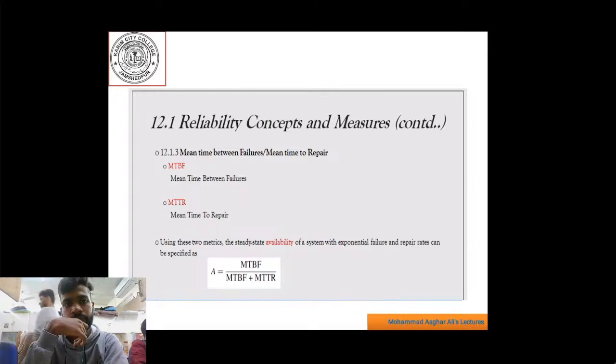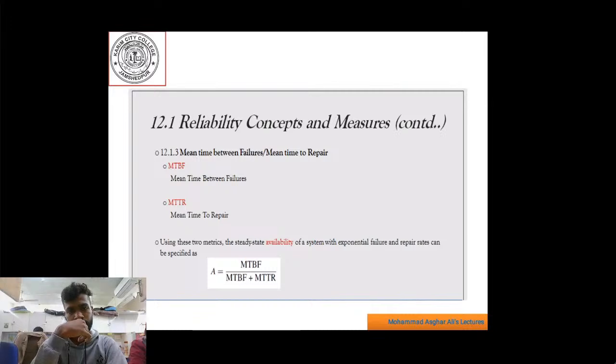Now the next one is mean time between failures and mean time to repair. Calculation of the reliability and availability functions is quite tedious. It is therefore customary to use two single-parameter metrics to model the behavior of a system. The two measures used are mean time to repair, which is denoted with MTTR, and mean time between failures, MTBF.